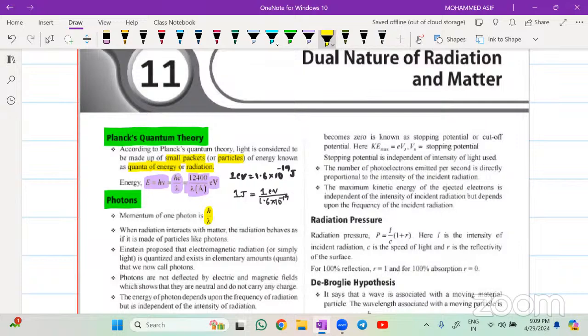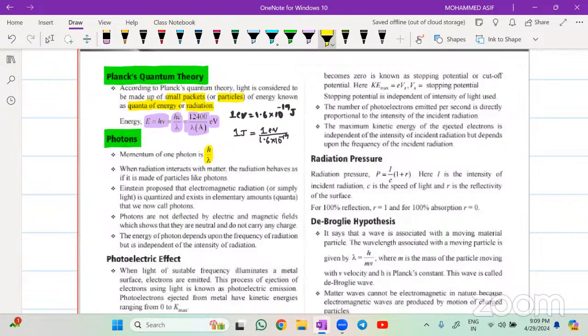When radiation interacts with matter, the radiation behaves as if it is made up of particles called what? Photons. Einstein proposed that electromagnetic radiation is quantized and exists in elementary amounts, and we call them photons. Photons are not deflected by electric and magnetic fields. This is important for theoretical questions. Photons are not deflected by the electric and magnetic field, which shows that they are neutral and do not carry any charge. Very important. So be a little bit careful related to this point.